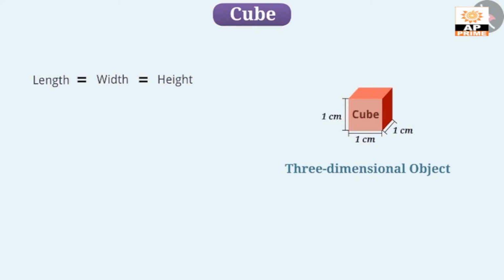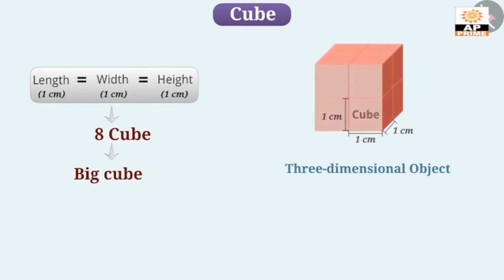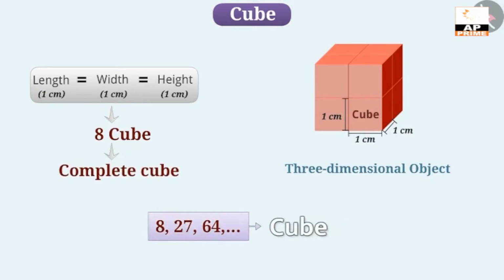Just imagine if you're given 8 cubes of 1 centimeter in length, 1 centimeter width, and 1 centimeter height. Can you make a big cube using them? Give it a try. Absolutely right. With this, you can make a complete cube. This is why we call 8 and all similar numbers cubes.